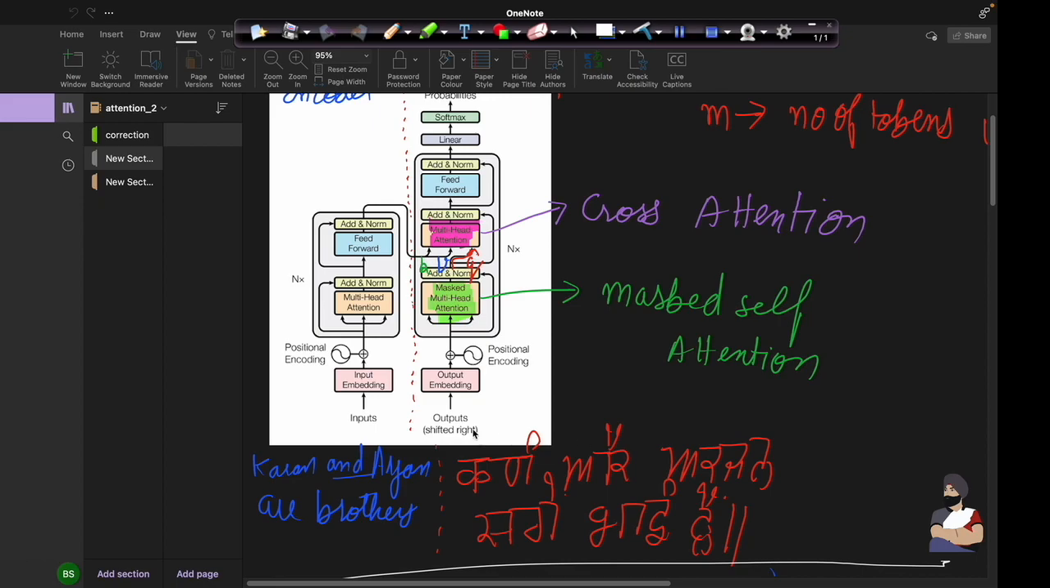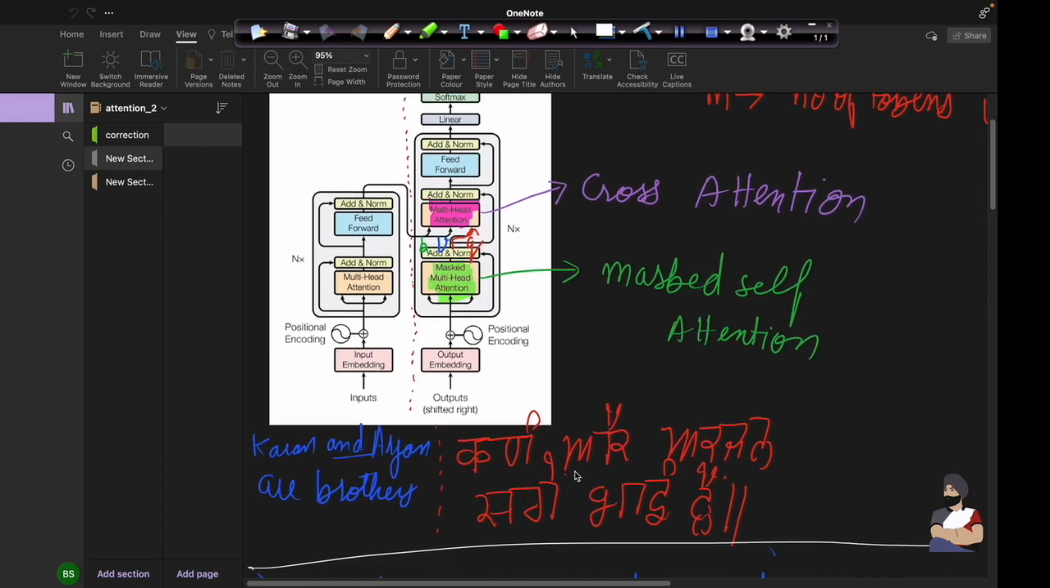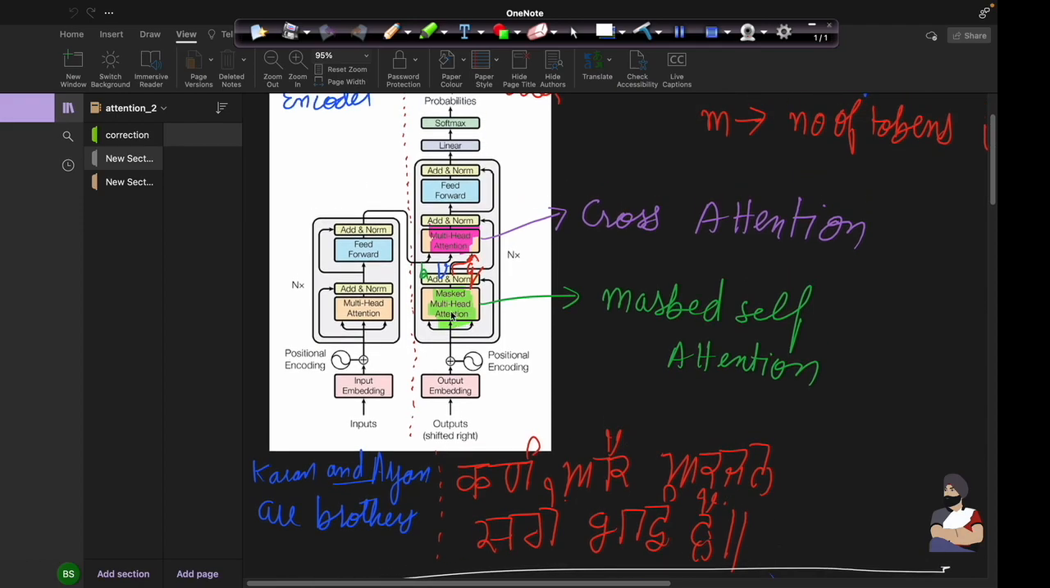The decoder part also functions the same, but here we have a masked multi-head self-attention. The masking is like, suppose we are querying over this Arjun, it will make sure to mask these future tokens, and it will only attend to this and this token. So this is what masked multi-head attention is doing.